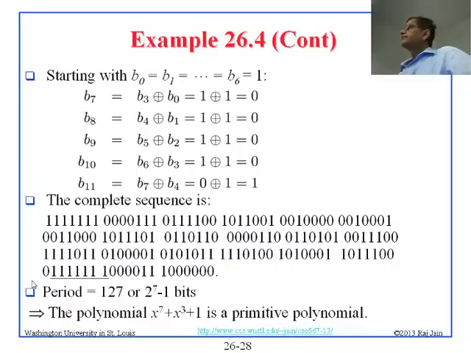Seven ones, yes, seven. We started with seven ones, B0 through B6, and we ended up with seven ones. And so the period can be calculated. The period is 127, which is 2 raised to 7 minus 1. And therefore, this is a primitive polynomial.